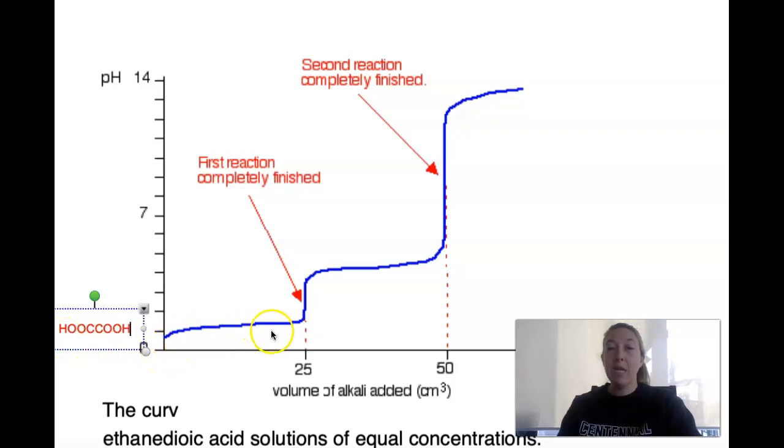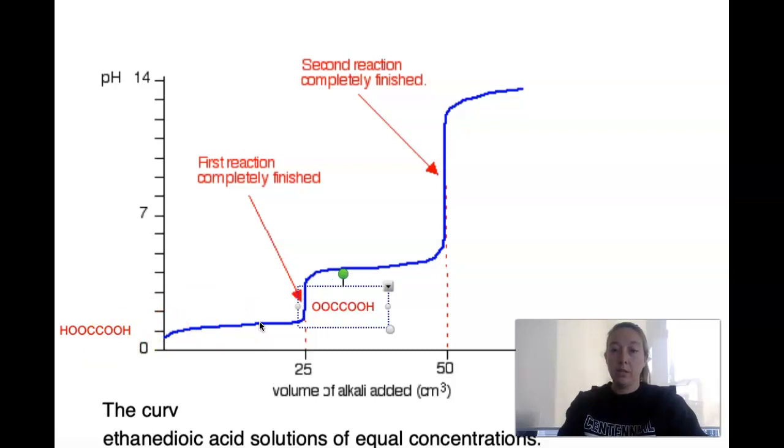As we begin to add base, though, we start to remove one of the protons, right? Because it happens in a stepwise fashion. So when we get here to the middle of the vertical section, all of this is converted into this, where we've taken away that very first hydrogen. We don't have it anymore. So now we have OOCCOOH minus, right? We also are going to have sodium ions, because we also titrated this with sodium hydroxide. And obviously we're going to have water. But yeah, so that's what's going to happen here.